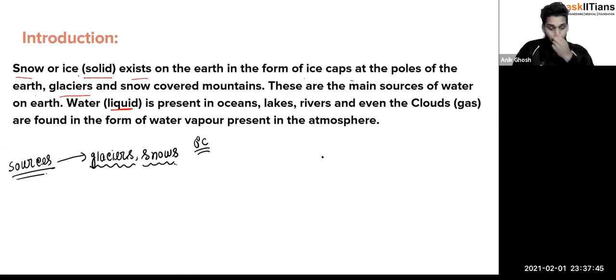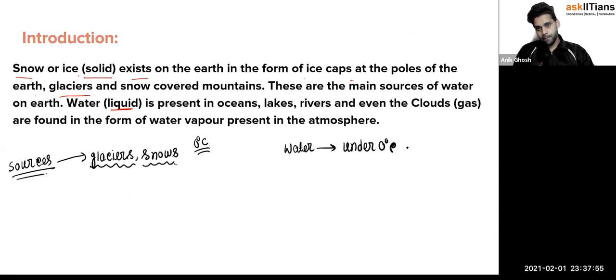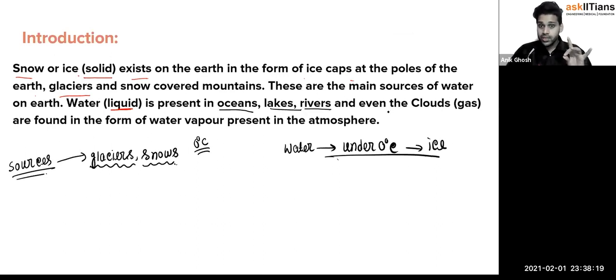So for that reason, when water goes under 0 degrees centigrade, it forms ice, and the enormous amount of ice present in the poles are the main sources of the water we drink. Got this point? Now apart from that we get water from oceans, lakes, rivers, and even the clouds. Right now it is not that clear to you from where we are getting these and how they are giving us water, but definitely we are going to read about that.